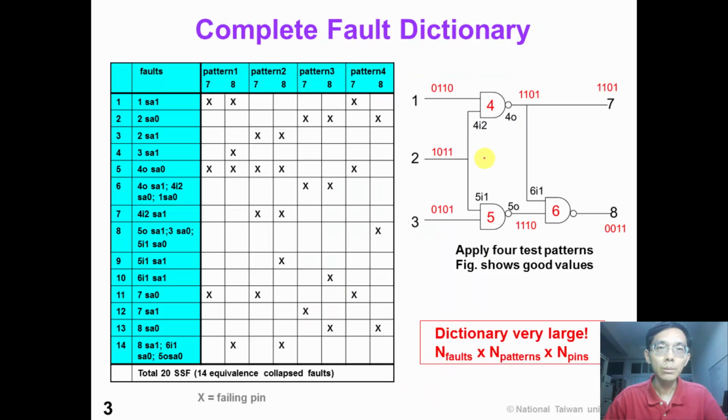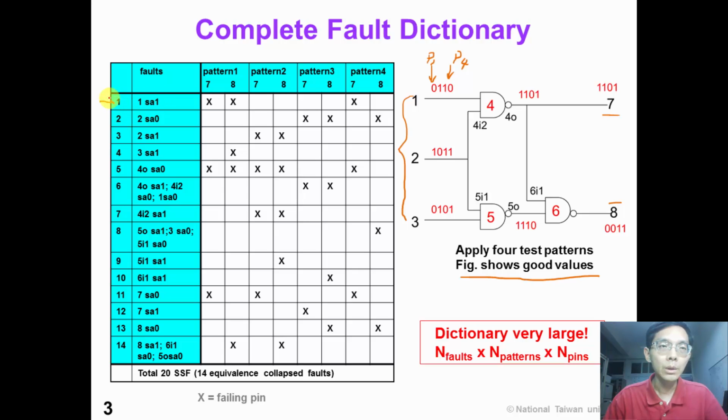Here is an example of a complete fault dictionary. Consider this circuit with 3 inputs and 2 outputs, 7 and 8. We applied 4 test patterns from pattern 1 to pattern 4. All the good values are shown in this figure. On our left hand side, we have a complete fault dictionary where each row represents a fault.